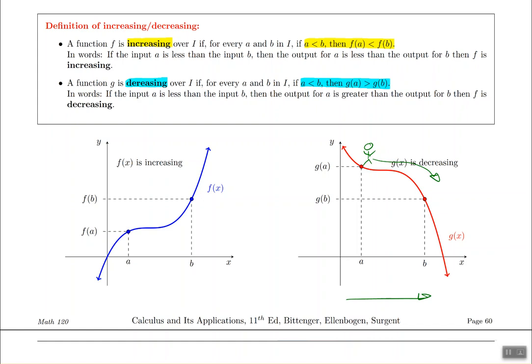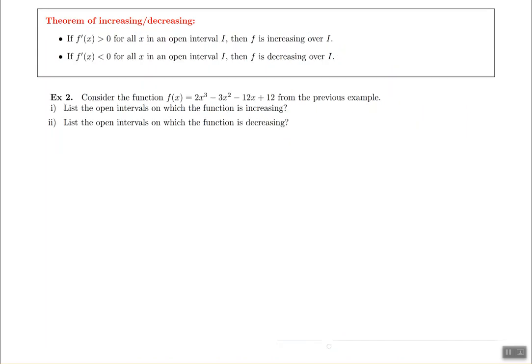And in words, to say that something is decreasing means that the input A, which is less than the input B, will result in an output for A that is greater than the output for B. So in that case, we say the function is decreasing. Those definitions are great and everything, but they're hard to use in reality. So instead, we will look at this theorem over here, which says the following.